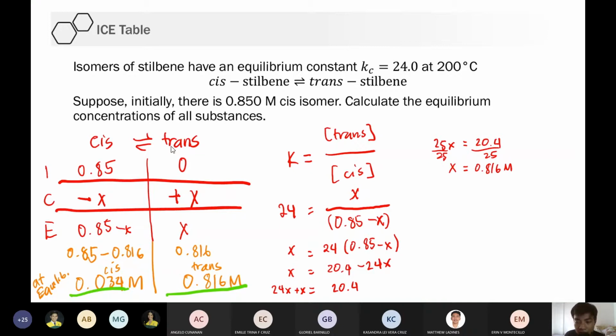Kunwari ito, 3 trans, ilagay mo, positive 3x. Okay? Why do we have to involve yung stoichiometric coefficient, no? Kasi we still follow the conservation of mass, okay? We follow the law of conservation of mass. That means they must be related stoichiometrically. Yung changes, affected yun by the stoichiometric coefficient.